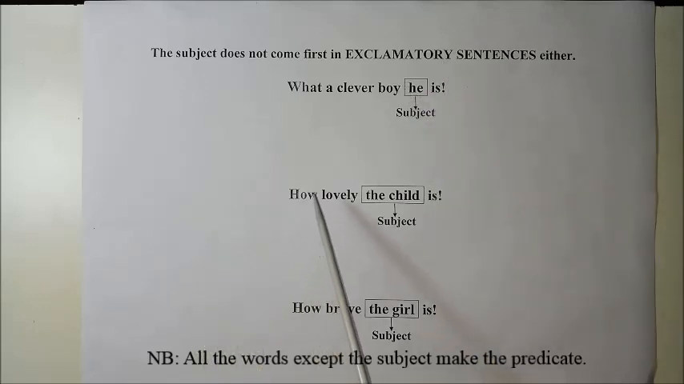The second sentence is, "How lovely the child is." In this sentence, the subject is "the child", and we can clearly see that the sentence doesn't start with the subject, "the child". Likewise, in the third sentence, "How brave the girl is." The subject is "the girl", but the sentence doesn't start with the subject, "the girl".